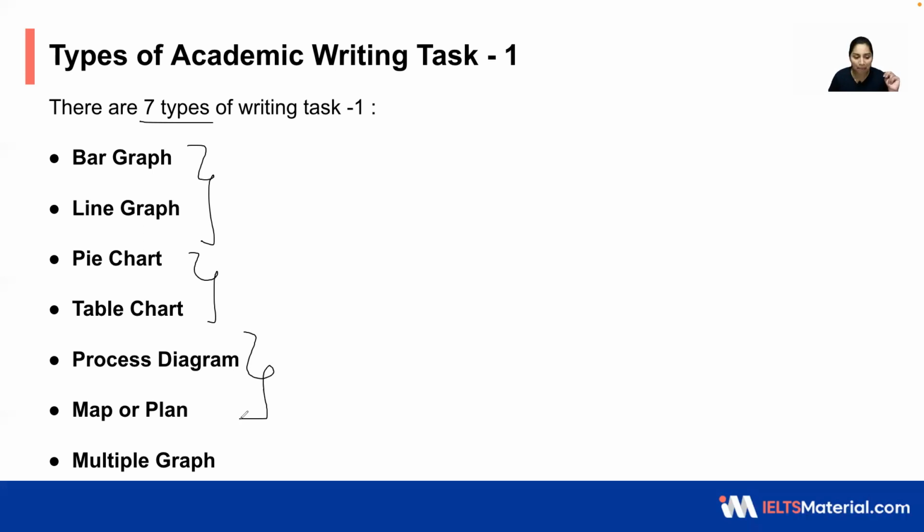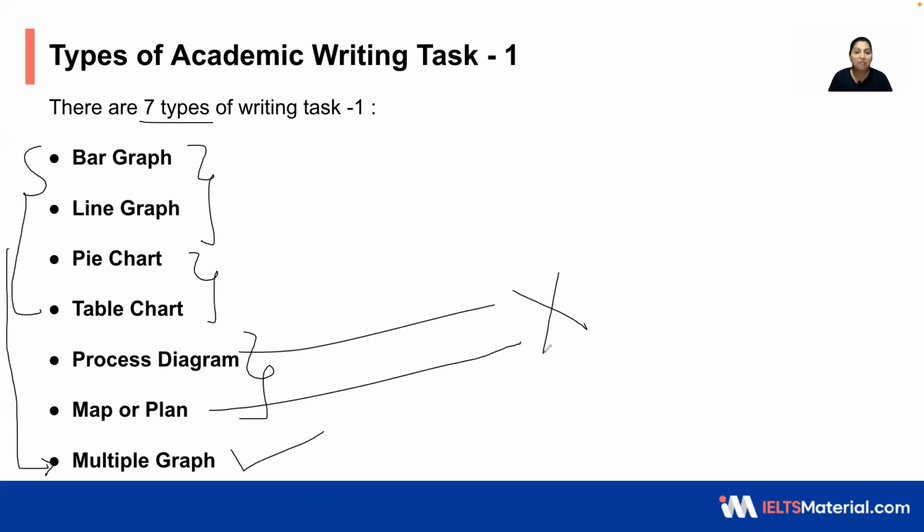The last one is multiple graph, which stands apart, but this multiple graph is actually a combination of any 2 types of graphs only from the first four. The multiple graph will never have a process diagram or a map. It will always contain a bar graph and a pie chart, a line graph and a pie chart, or a table chart and a bar graph. So the combination is only made with the types of graphs and charts.